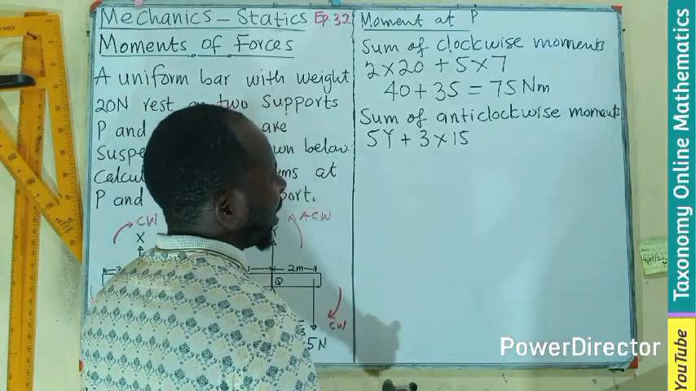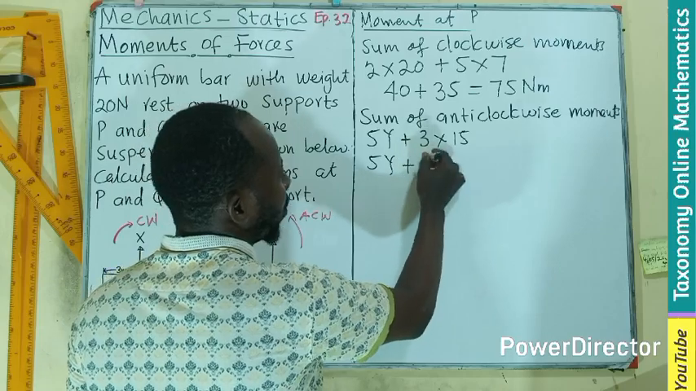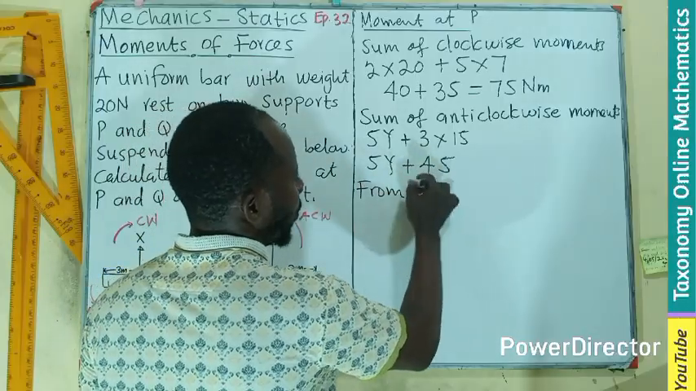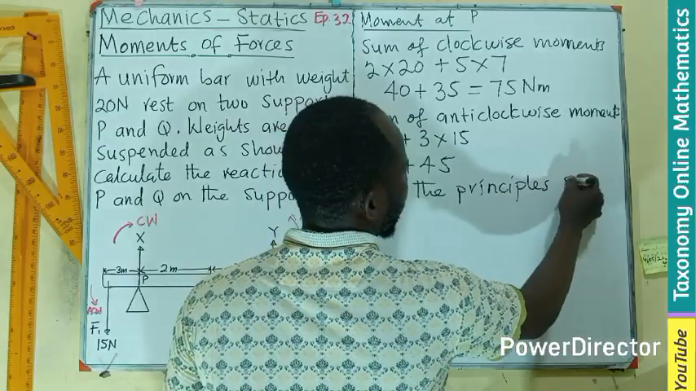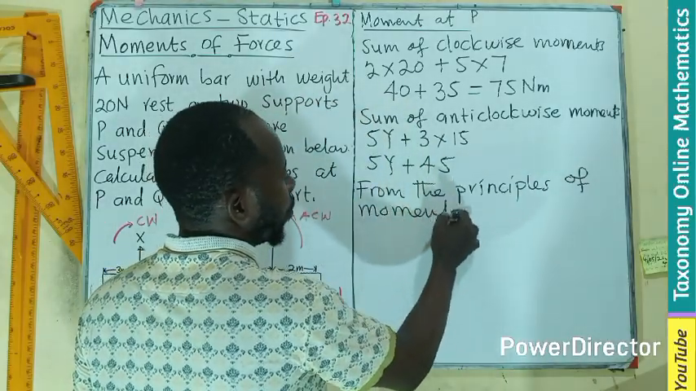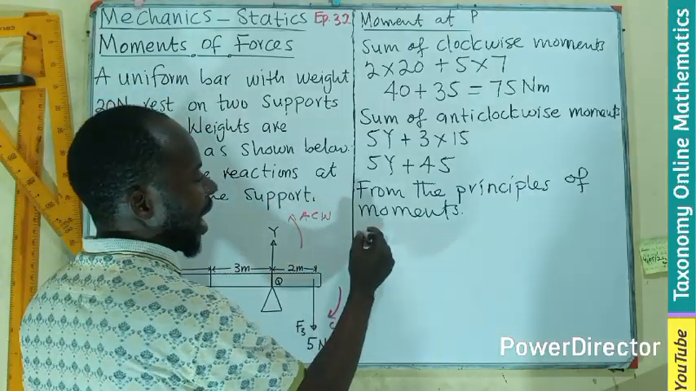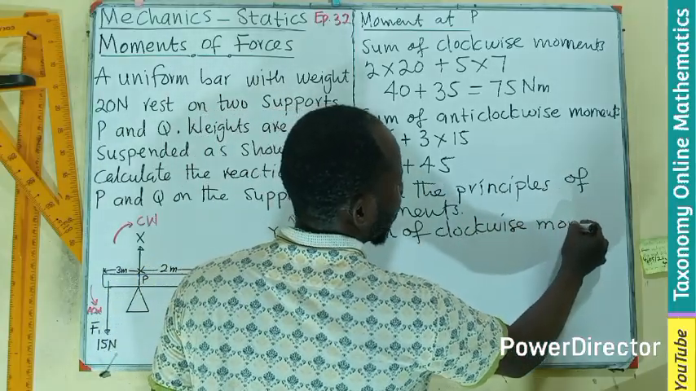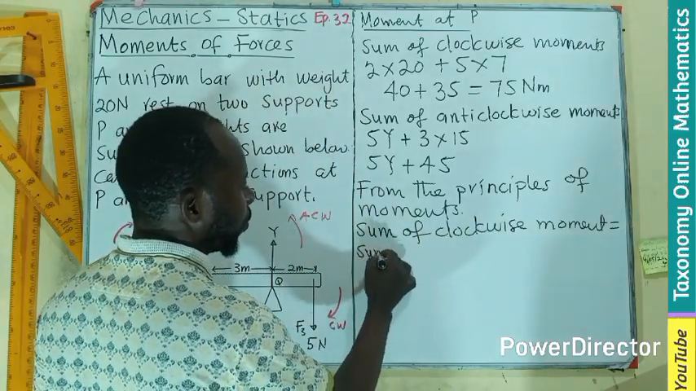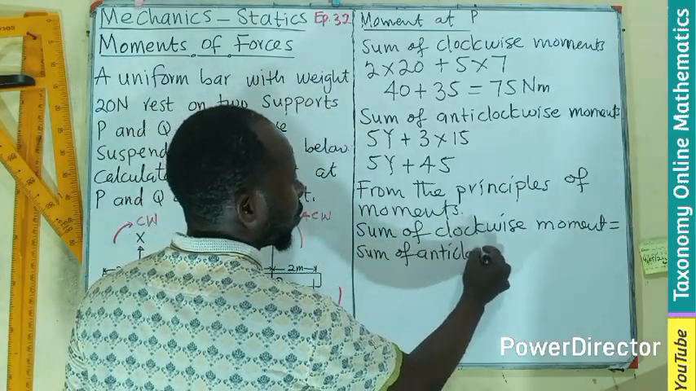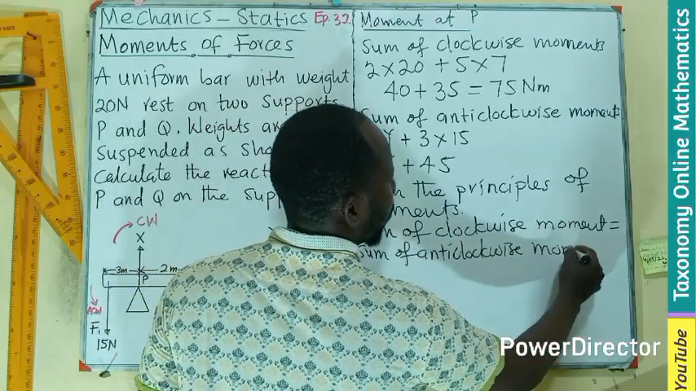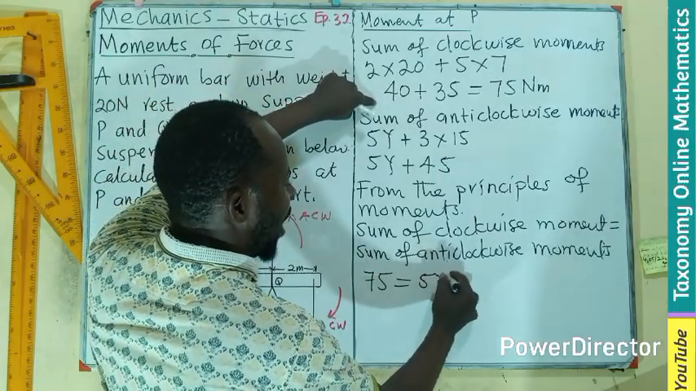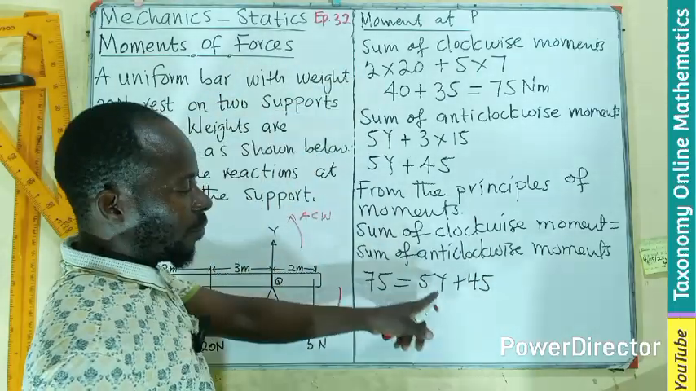And what will this give us? This will be giving you 5y plus what? 45. So what do we do? We have from the principle of moment. What do we say about the principles of moment? We have the sum of clockwise moment is equal to sum of anti-clockwise what? Moment. So that means the first value we have, 75, is the same as what? 5y plus 45. 5y, here is the variable.